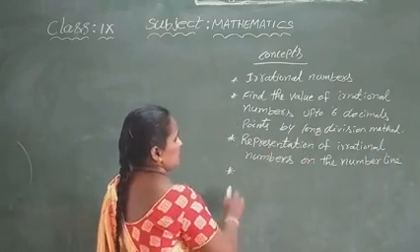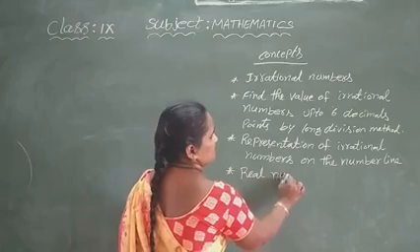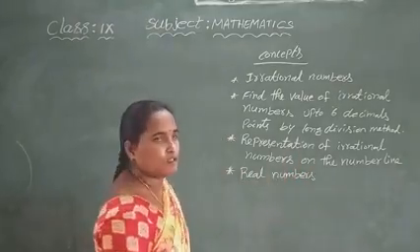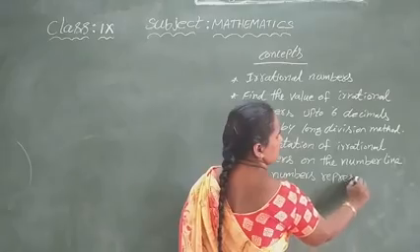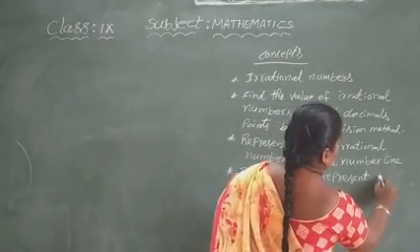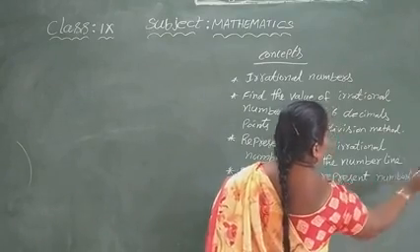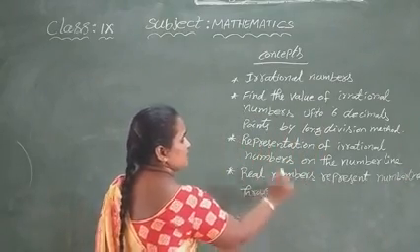Next, real numbers represent number line through successive magnification.